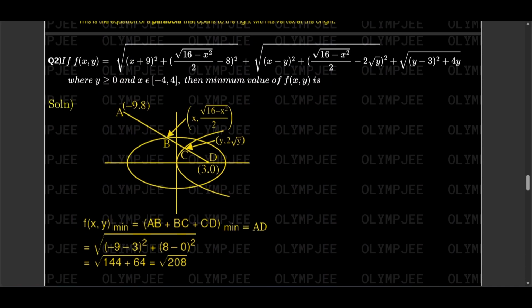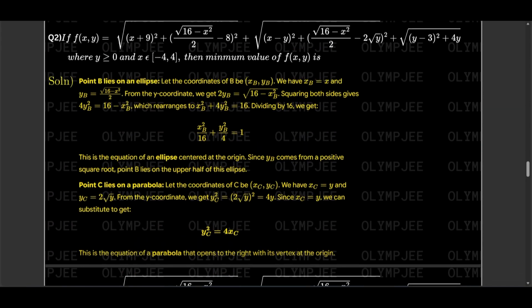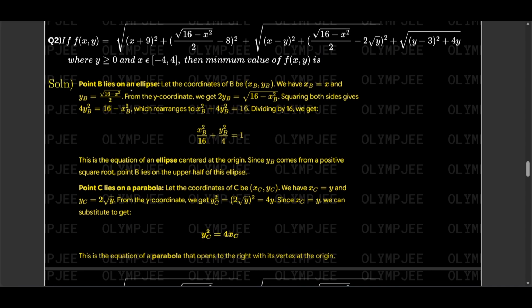So this function is basically this: if you have a point A minus 9 comma 8 and a point B which has this parametric equation, and a point C which has the parametric equation y comma 2 root y, then this will be a parabola, and D is a point 3 comma 0. So let us see in detail. Point B will be on an ellipse, because we have the parametric form x comma root of (16 minus x square) by 2. So this denotes the general formula for any point on the ellipse.